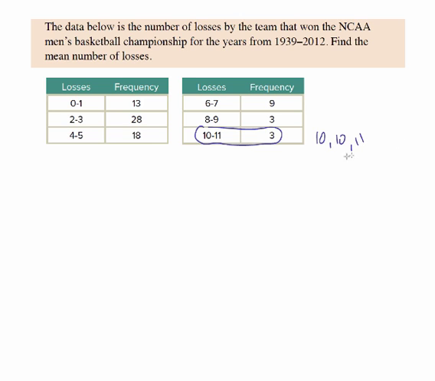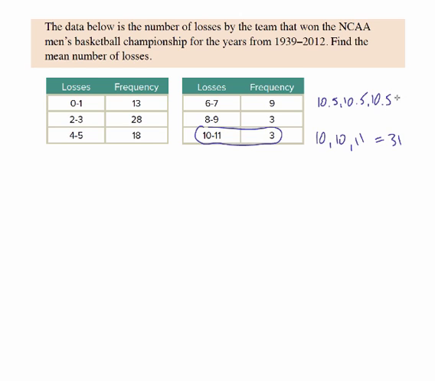If that were the case, and we had all the data listed out for the number of losses by every team, these 3 would contribute 31 to the sum in the numerator from the mean formula, where we're adding up all the losses. But we don't know for sure that they went 10, 10, and 11. So what we're going to do instead is say, if all these teams lost either a 10 or 11, we can guess that on average they lost maybe 10 and a half. And so we would pretend that those 3 teams lost 10 and a half each.